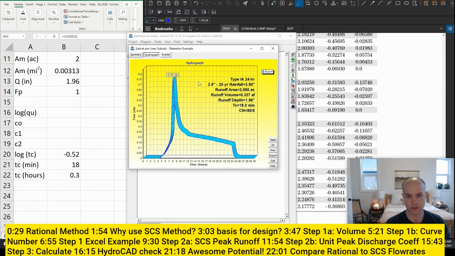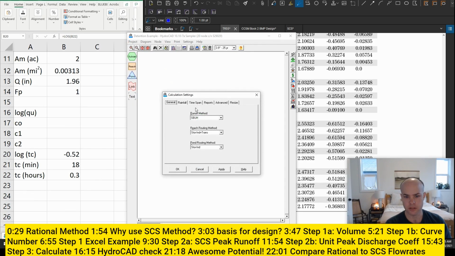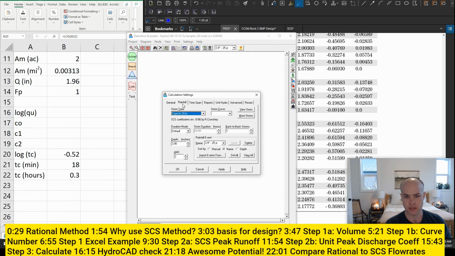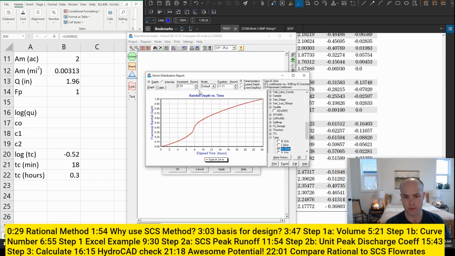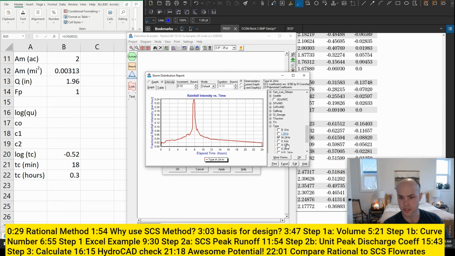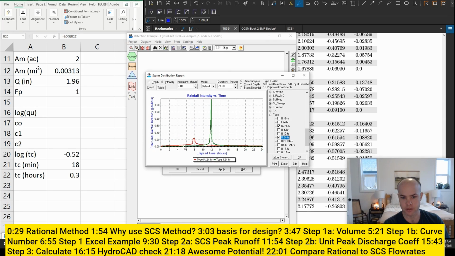Now maybe I want to show you a really helpful little tool here. Within HydroCAD, you can come into this value, click on rainfall, view storm, and I'm going to change this to intensity. So here's my type 1A value. Here's my type 2 value. You can see the same amount of rainfall is happening, a 4-inch storm or a 2-inch storm, but that top point is the peak runoff. So you can see a 4-inch storm is going to have way more peak runoff in a type 2 event than it is in a type 1A.